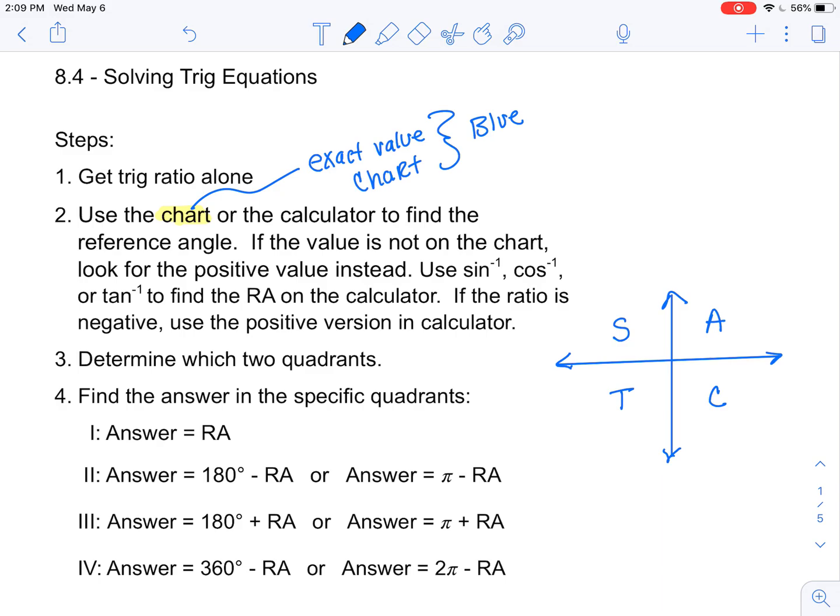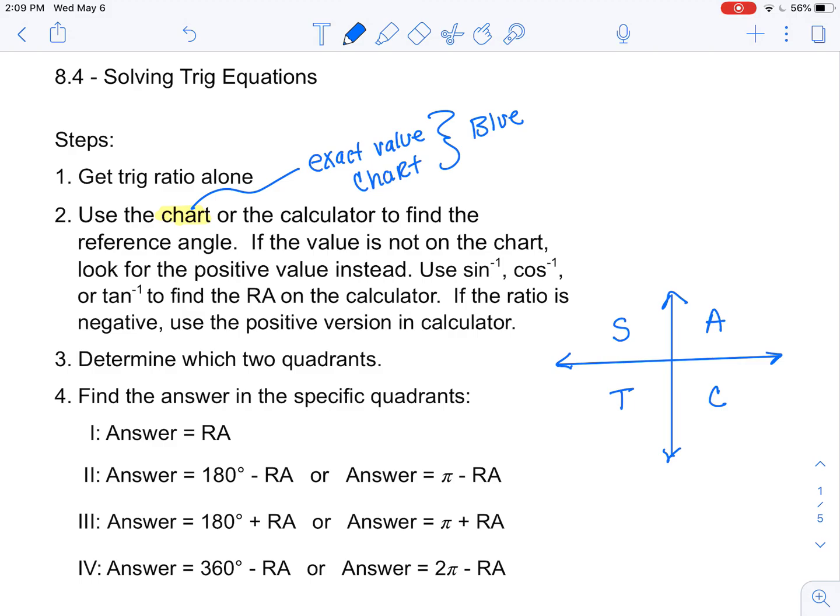So you're going to get the trig ratio alone, and then you're thinking about what angle gives you this trig ratio. And a lot of times you're going to have two answers in this situation. You're going to use the chart. You have two ways to come up with the answer, using a chart or the calculator. The chart that we're talking about is the exact value chart. That's the blue box on that reference sheet, which is the table of exact values.